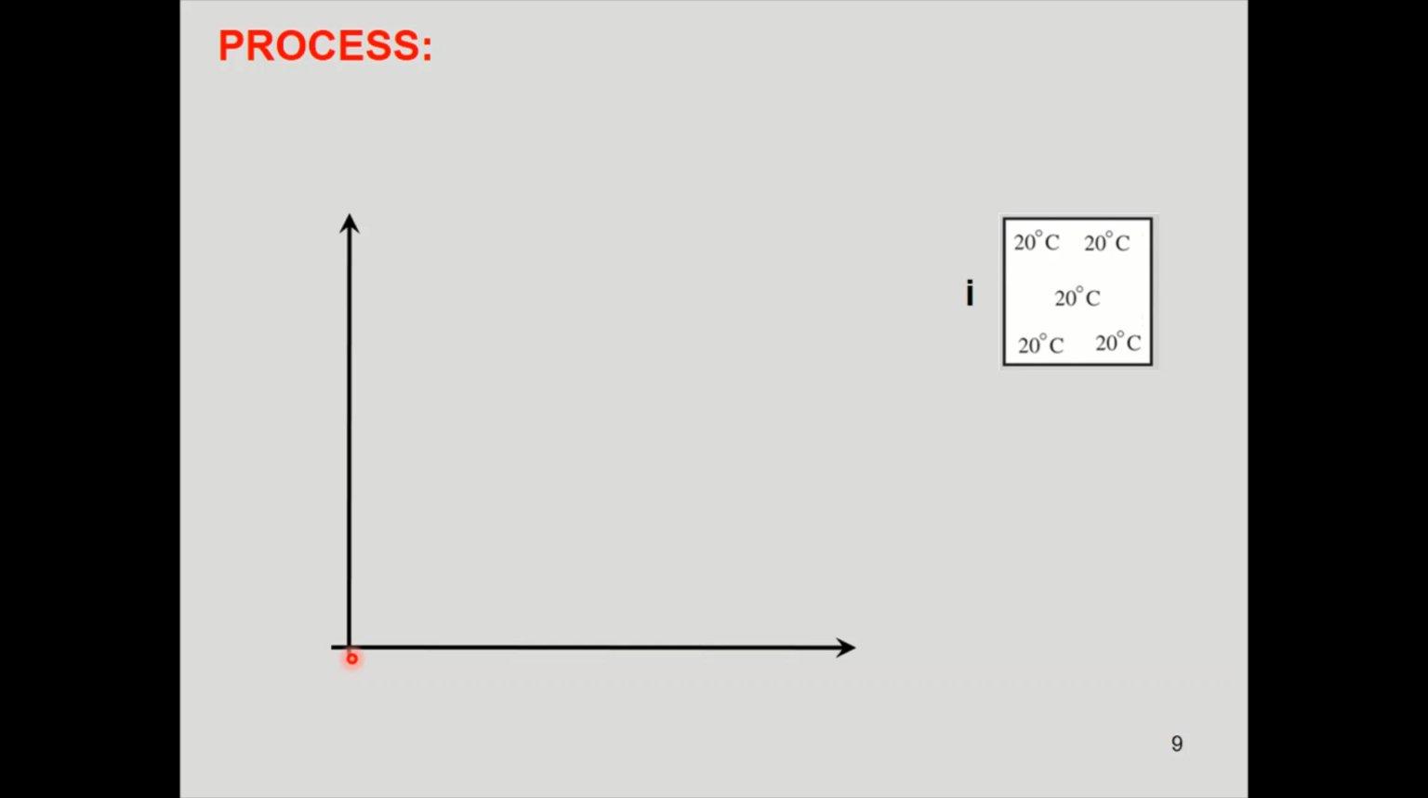Further discussion on various processes. Say the initial condition of the system is this, as I discussed in my previous slides. 20 degrees Celsius initial point. Because of some external effect, it changes to 32, say, right?